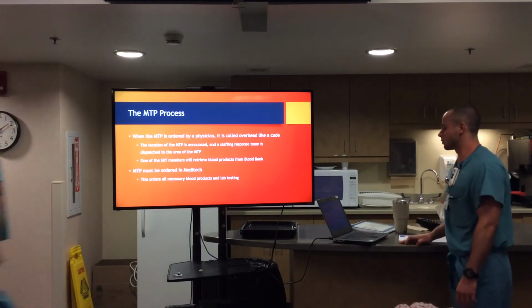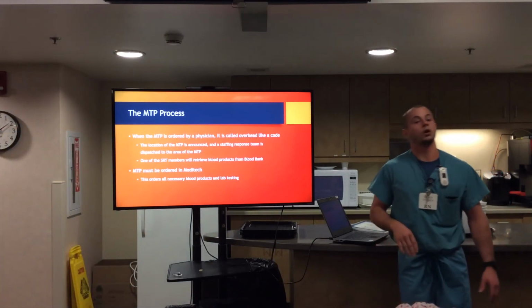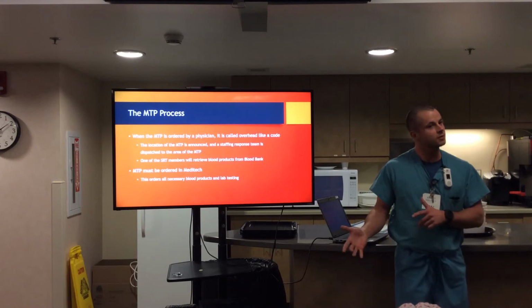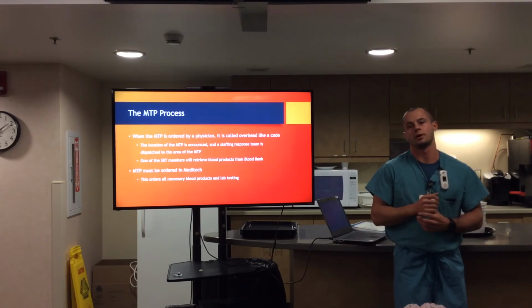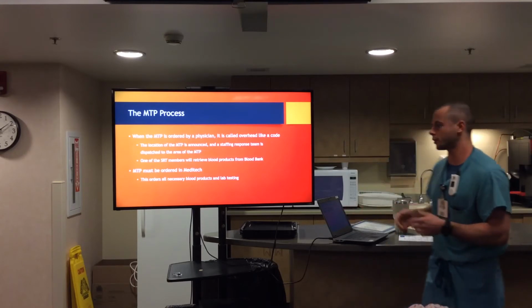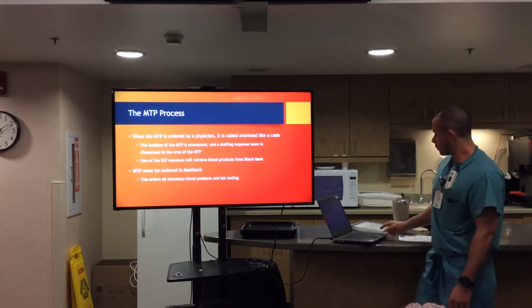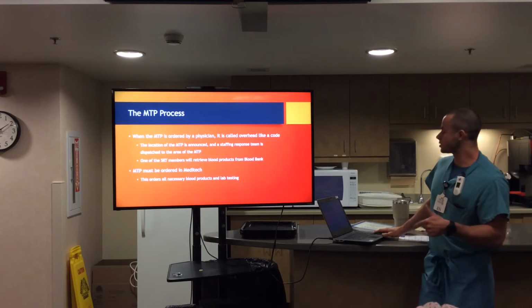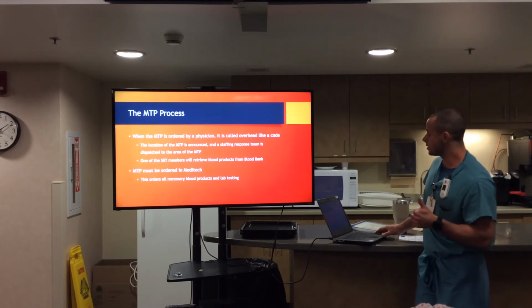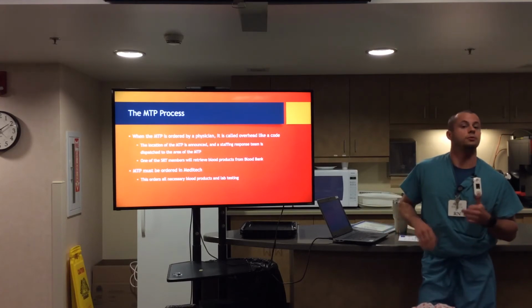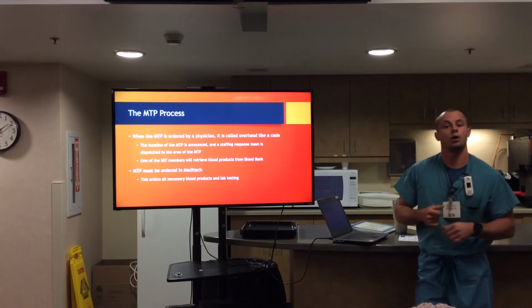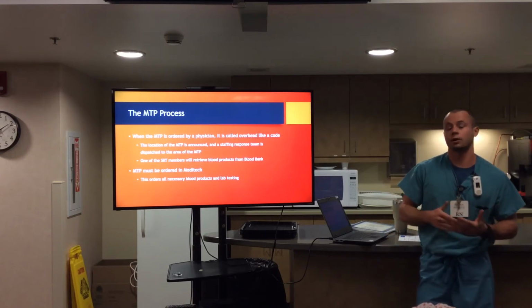When an MTP is ordered by a physician, it's called overhead like a code. We've done it a couple of times since this has been put in place. So you may have heard mass transfusion protocol called overhead, like they were calling a code blue. When they call that overhead, they call out the location, and a staffing response team is dispatched to the area of the MTP. So if we were doing it, they'd say MTP, OR, staffing response to OR.